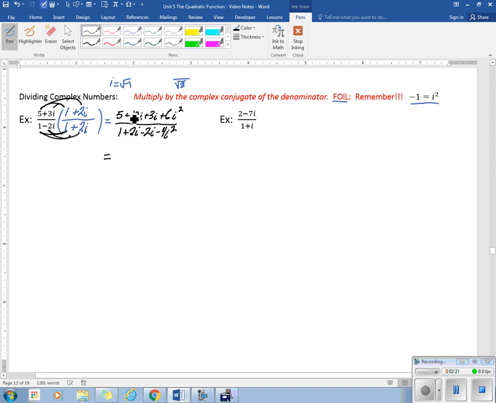Now, clean things up. So on the top here, remember, we're going to have a 5. The i terms can be added up. So we got 10i and 3i make 13i. And then the 6i squared, if you remember that i squared is actually equal to -1, that's really positive 6 times -1, which turns into -6. All over. Now look what happens in the bottom. And this is what we need to have happen in the bottom. We're going to get 1. But the positive 2i and the negative 2i just cancel each other out, and they're gone.